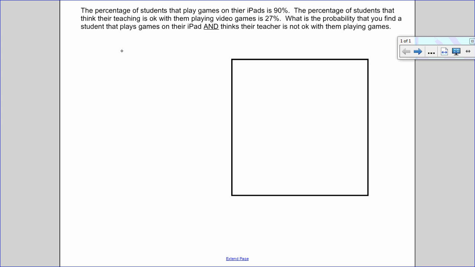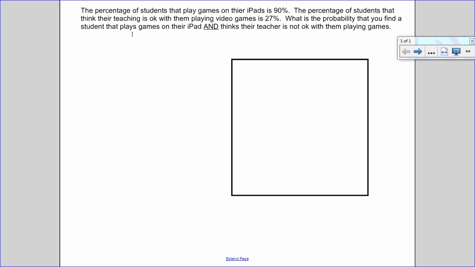I don't think this one's too crazy, but it says the percentage of students that play video games on their iPads is 90%. The percentage of students that think their teacher is okay with them playing video games is 27%. So I want to find the probability that you find a student that plays video games on their iPad and thinks their teacher is not okay with them playing video games.